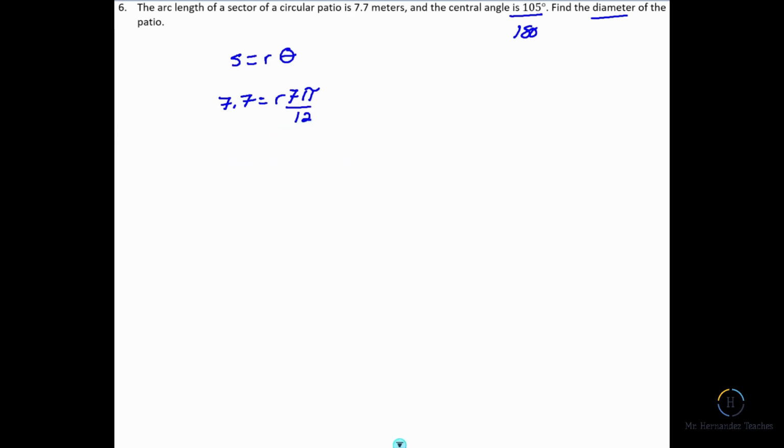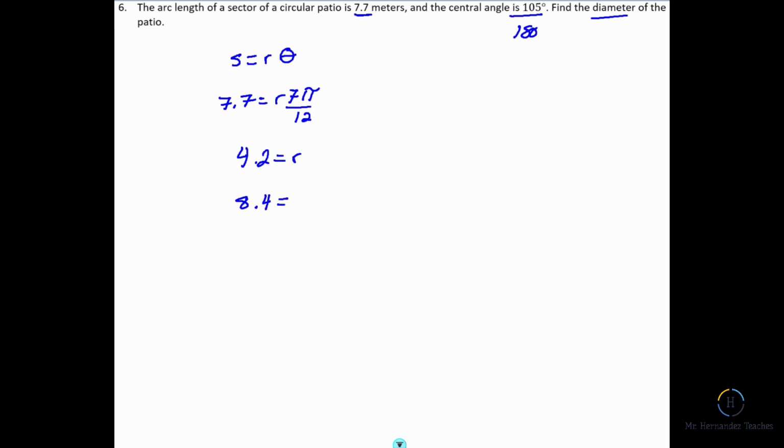So we get 4.2-ish. And the reason we're typing pi in and actually rounding this one is because this is probably going to be rounded because the 7.7 is also rounded. So 4.2 is equal to the radius. But we want to find the diameter. So remember, radius is half of the diameter. So this is going to be half of what our answer is. So we need to multiply that by 2. So 8.4 is going to be our diameter.